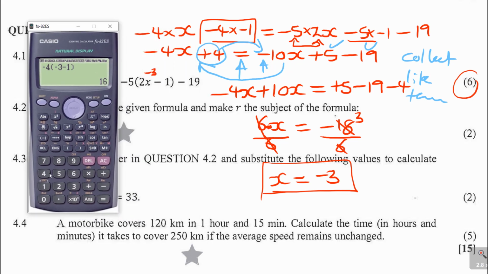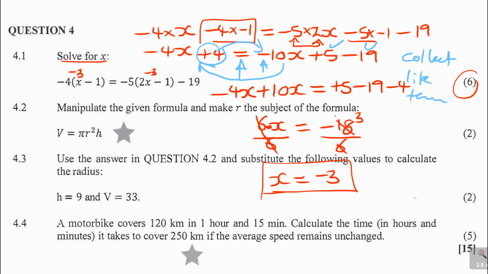Let's try the right hand side. You say minus 5 bracket, it says 2x, so you can't say 2 minus 3. You say 2, put a bracket, and say minus 3, close the bracket. Remember, there is the first one you opened, but this one is to separate the 2 and the x. Then you say minus 1, then close that bracket that you opened, then say minus 19. It must give us 16. You see, so the left hand side balances the right hand side. It means you're correct.